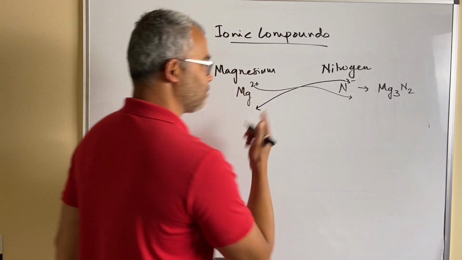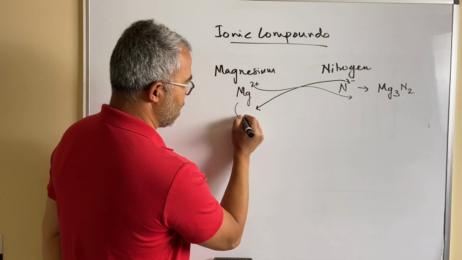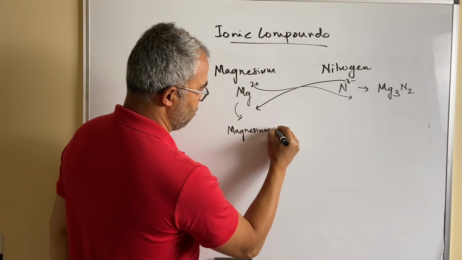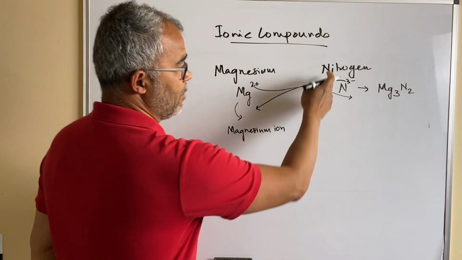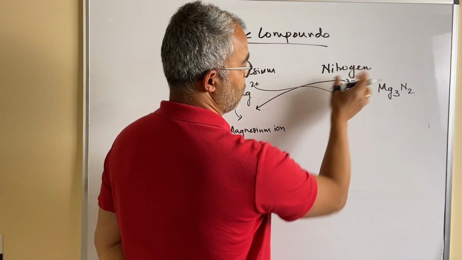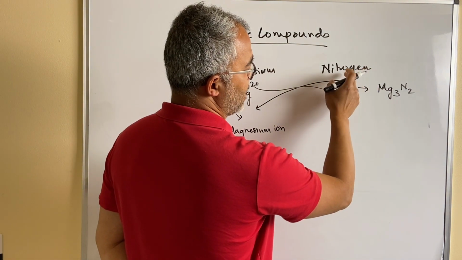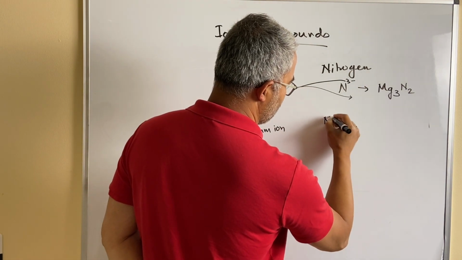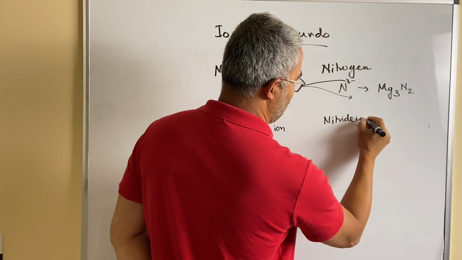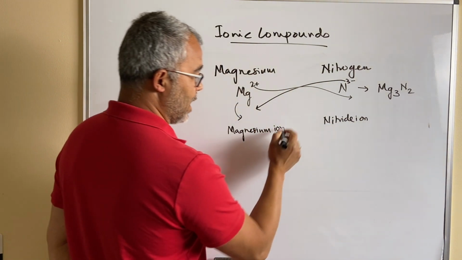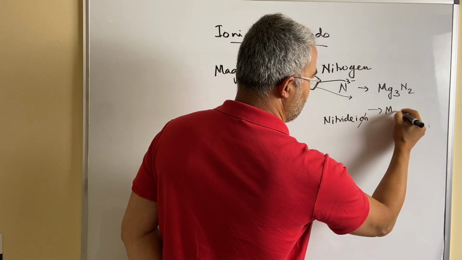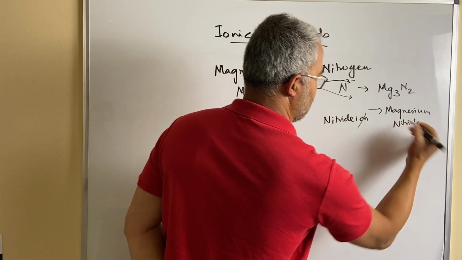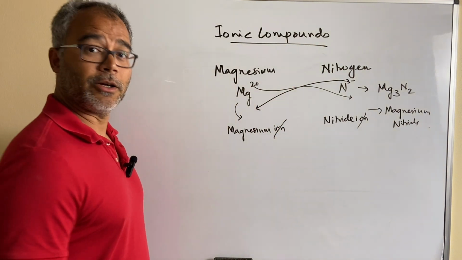Now, what's the name of this compound? It derives from the name of the ions. So the name of this ion is simply the metal name, magnesium, and you write ion after it. The name of this is not that easy. You have to modify the name. So the name of non-metal ions typically end up being, you remove the -ogen and you replace it with an -ide. So the name of this would be nitride ion. And then when we put them together, you just drop the ion to name the compound. So that would be magnesium nitride.